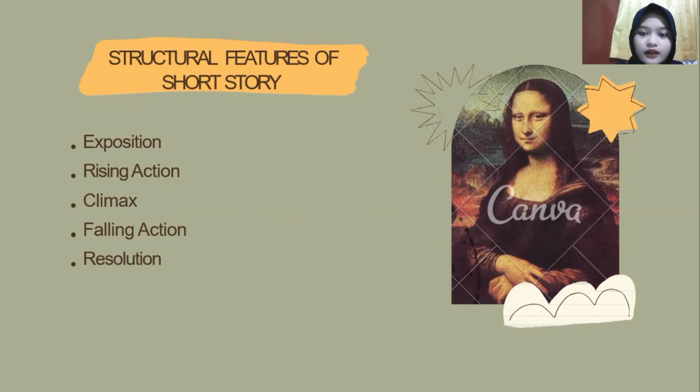Next is falling action. Falling action refers to the events that follow the climax. It happens near the end of the story, after the climax, and before the resolution of the major conflict.